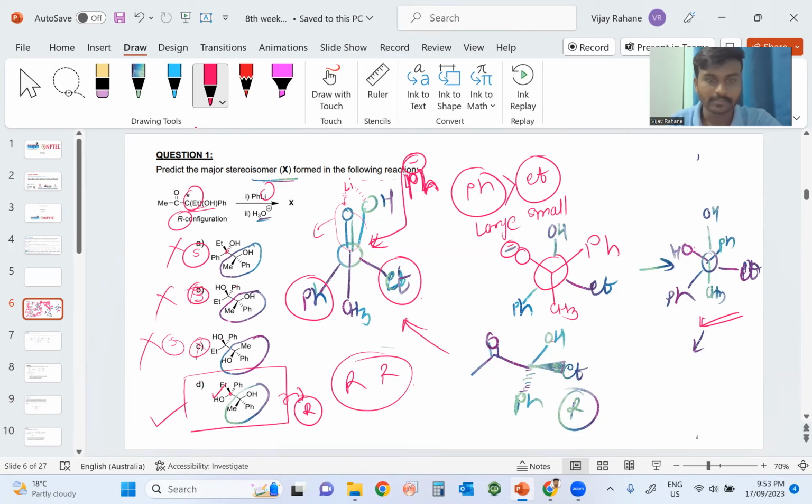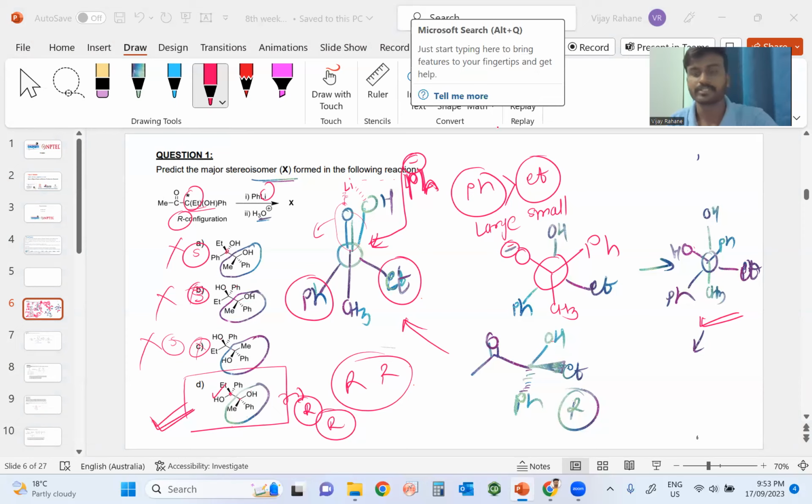So it is correct. It has R configuration, and the chiral center which is newly generated also has the first, second, third. This is S, which changes to R configuration. Right. So the D option is the correct one, in which both chiral centers have the R configuration. So anyone have any doubt? Please let me know if you have any doubt. Otherwise we can move to the next question.